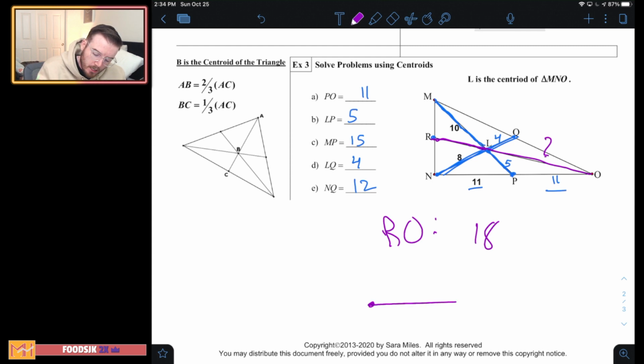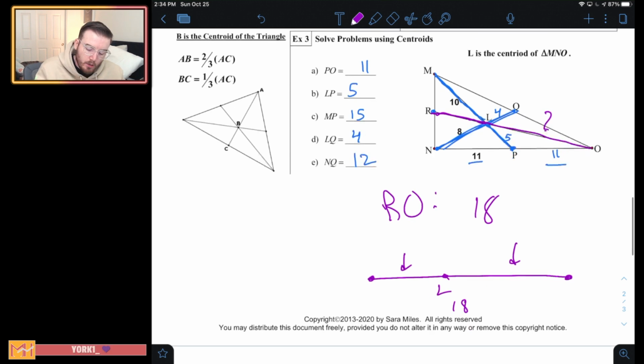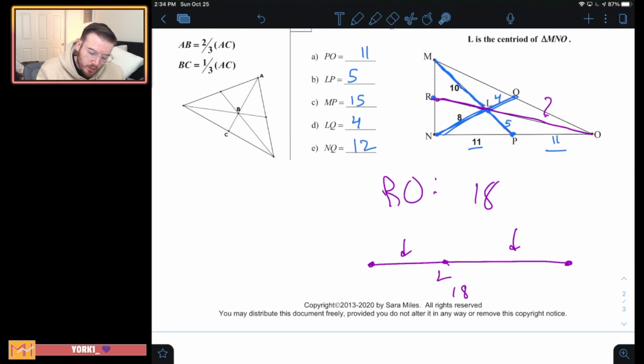So RO is 18 and here's L. So this is the short piece and this is the long piece. We know that the short piece is half the length of the long one. All in all, it has to add up to 18.